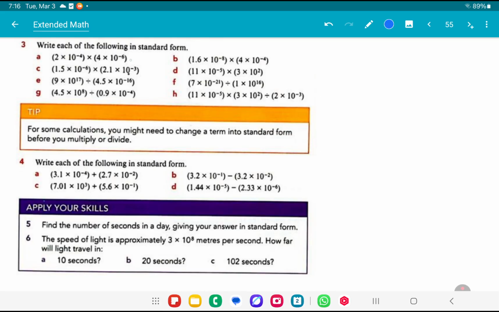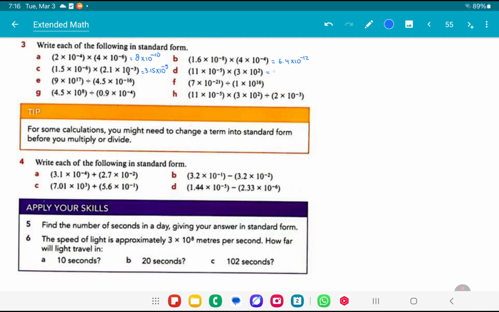2 and 4, so the answer is equal to 8, and then 10 raised to the power of minus 4 and minus 6 equal to minus 10. For question B, we get the multiplication by 1.6 and 4, 6.4 times 10 raised to the power of 12. For question C, 1.5 multiplied by 2.1, we got 3.15 times 10 raised to the power of minus 9.